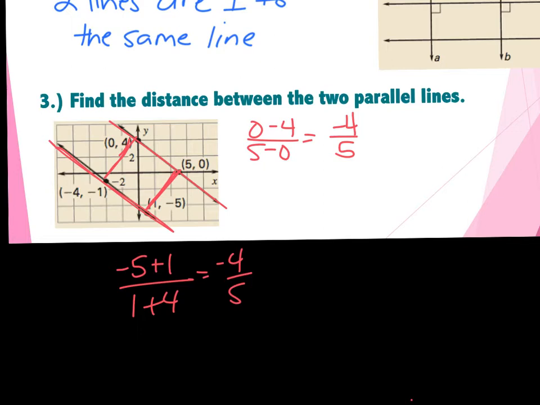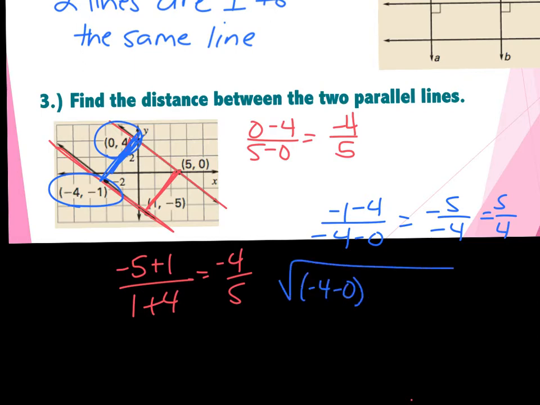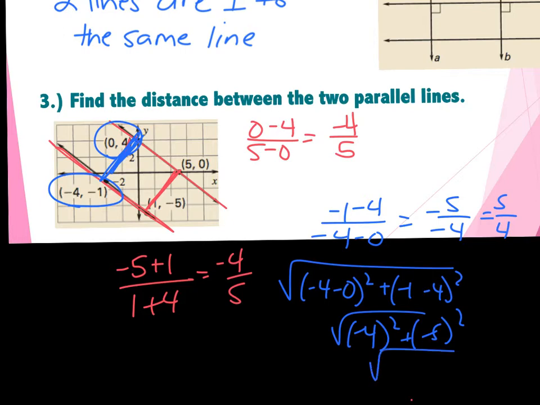Which means I'm looking for the slope of the perpendicular line to be what? What would be the slope of a line perpendicular to those lines? 5/4, right? Positive 5/4. So I could pick either line. Let's say I just pick this one. So I'd get negative 1 minus 4 over negative 4 minus 0, negative 5 over negative 4, which is 5/4. So this is perpendicular. And then I can use the distance formula with these two. Square root of negative 4 minus 0 squared plus negative 1 minus 4 squared, negative 4 squared plus negative 5 squared, 16 plus 25, square root of 41.